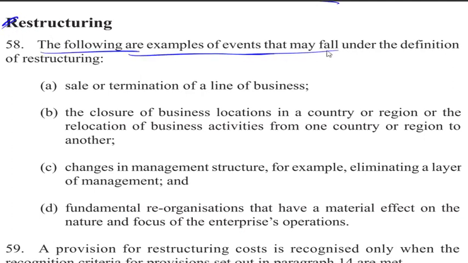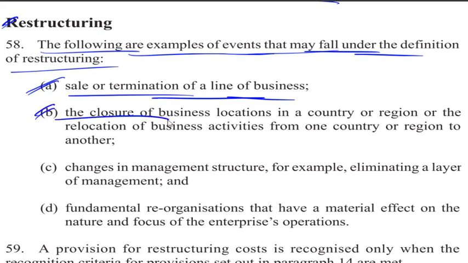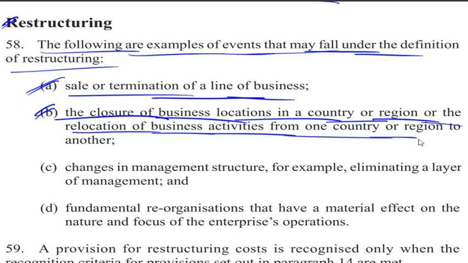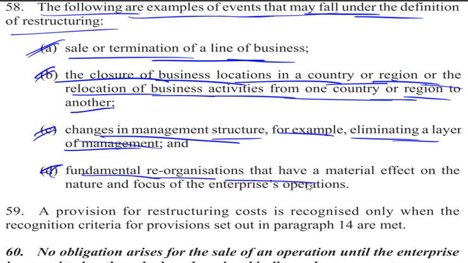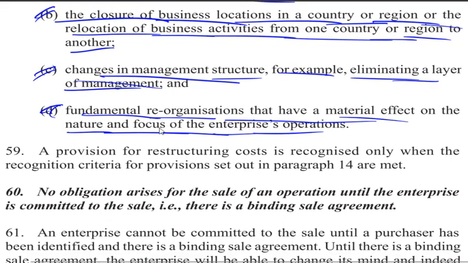Restructuring. Following are the examples of events that may fall under the definition of restructuring. Sale or termination of line of business. Closure of business location in a company or region, or the relocation of business activities from one country to another or region to another. Changes in management structure, for example, eliminating a layer of management. Fundamental reorganization that has a material effect on the nature and focus of the enterprise's operation is also restructuring.